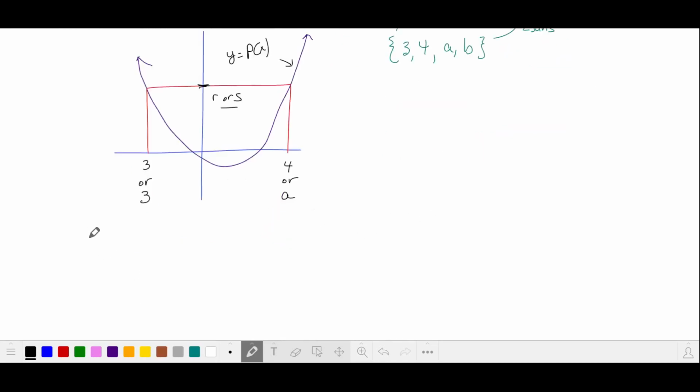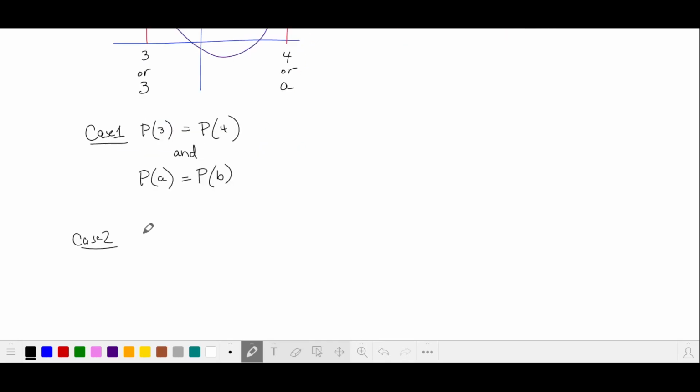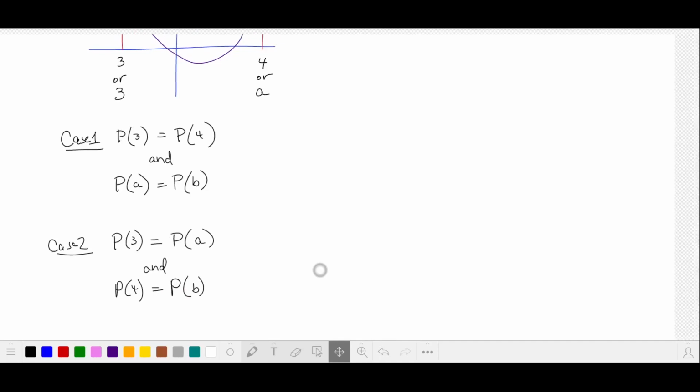So we're going to divide this into two cases. One is that p of 3 is equal to p of 4, and then p applied to our two unknowns also gives us the same value. Our second option is that p of 3 gives us the same value as p of one of our unknowns, and p of 4 will be the same as p of our other unknown. Let's start with case 1.